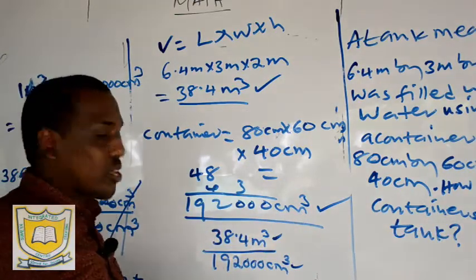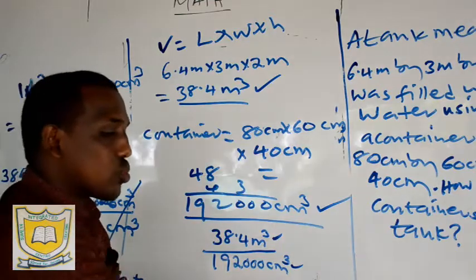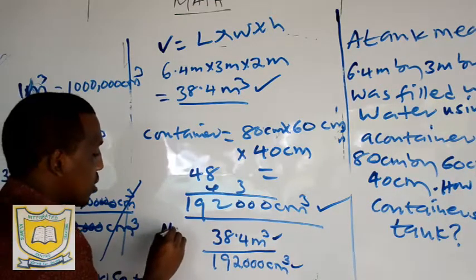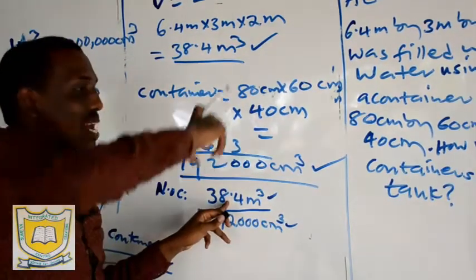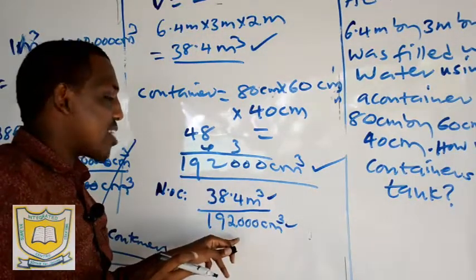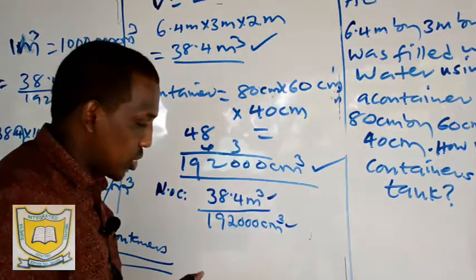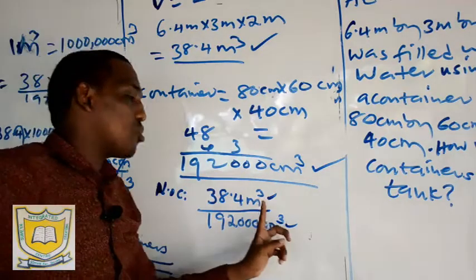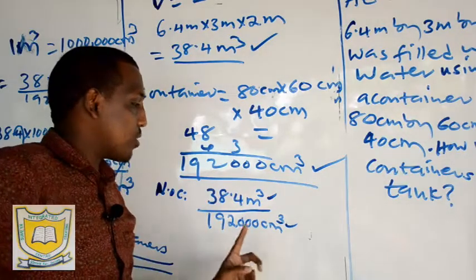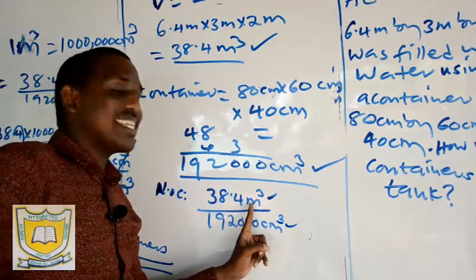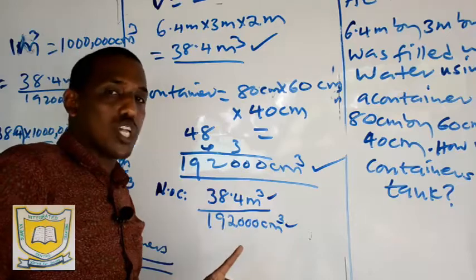How do we get the number of containers that can fill? To get the number of containers, you say volume of the bigger rectangular water tank over the volume of the container used. When we are dividing, this one is in cubic meter and this one is in cubic centimeter. They are not in the same unit. So we change the cubic meter to cubic centimeter so that we can divide.